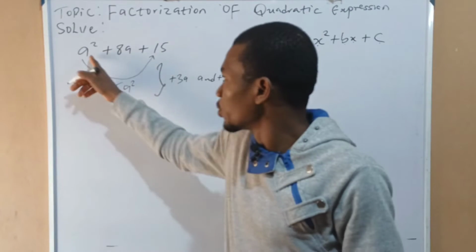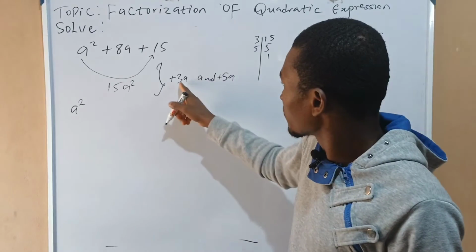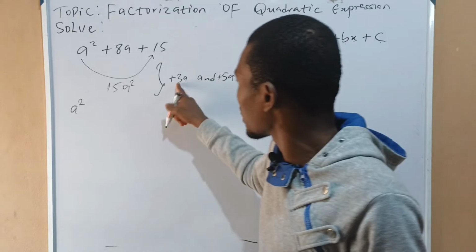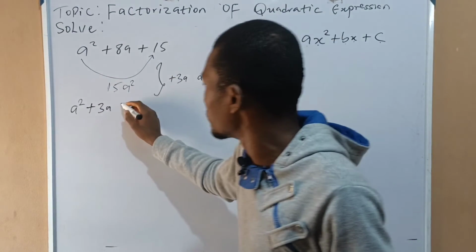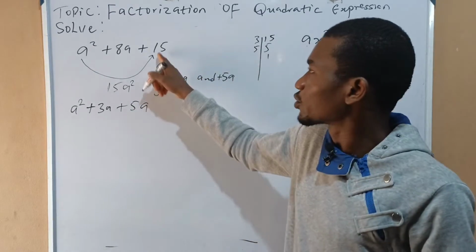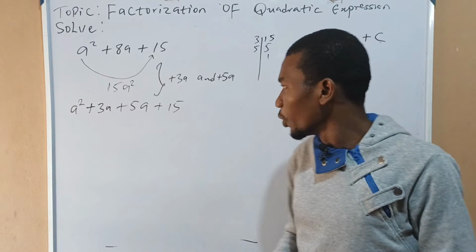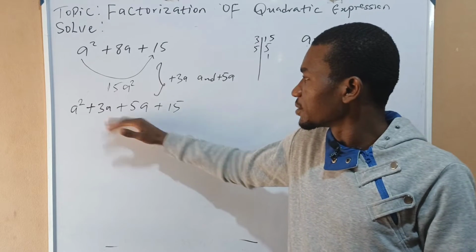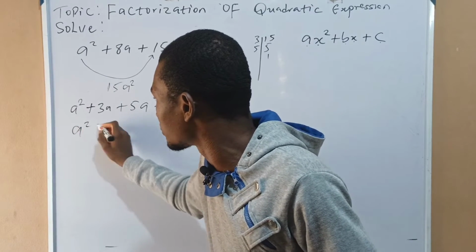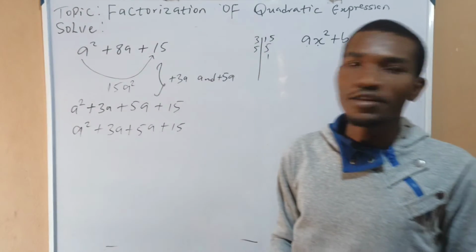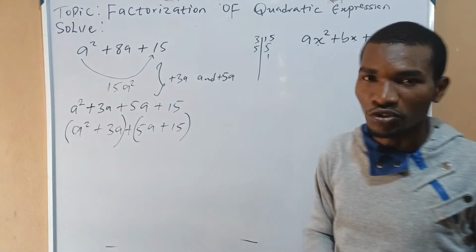The next thing I'm going to do is to put down my a raised to the power of 2. Then I have to include these two factors, which are plus 3a and plus 5a. Then I also include my plus 15. This is very, very simple. Now, looking at this, the next thing I'm going to do is to replicate this question for convenience. Then I group them in twos.